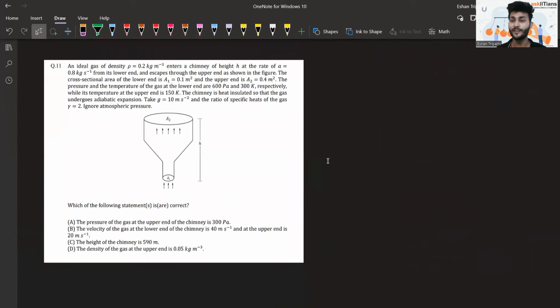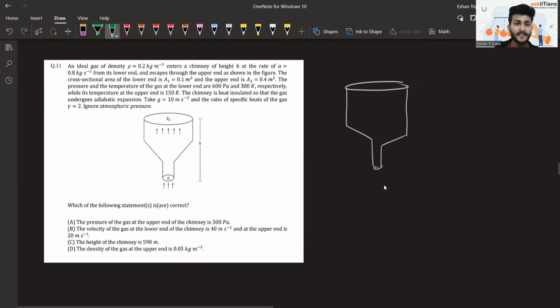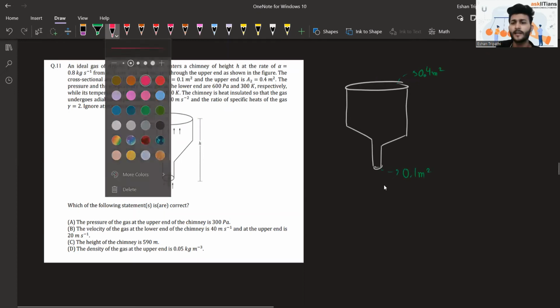Now, this was the next question, one of the most difficult questions I think there was in the paper. So let us see how we are going to do this question. So starting with this, here it is given, guys, that there is this chimney. It's a mixed question of thermodynamics and fluids. So this is what makes this a little difficult and interesting. Here it's given that the upper surface's area is 0.4 meter square. This is the larger one, and the lower one is 0.1 meter square. These are the areas given. They call this one A1 and this one A2.